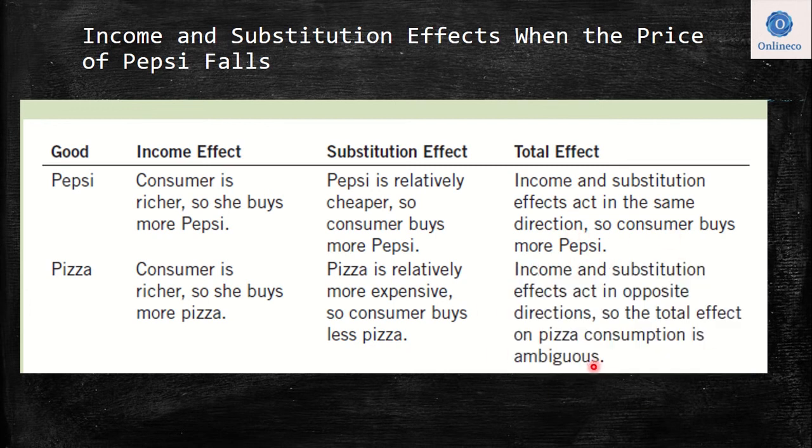Here it could be ambiguous, so you could end up with higher quantities of pizza or maybe with less. It depends, because if the income effect that makes you buy more pizza is higher than the substitution effect, naturally you will eat more pizza. If it's the other case, you will consume less pizza.